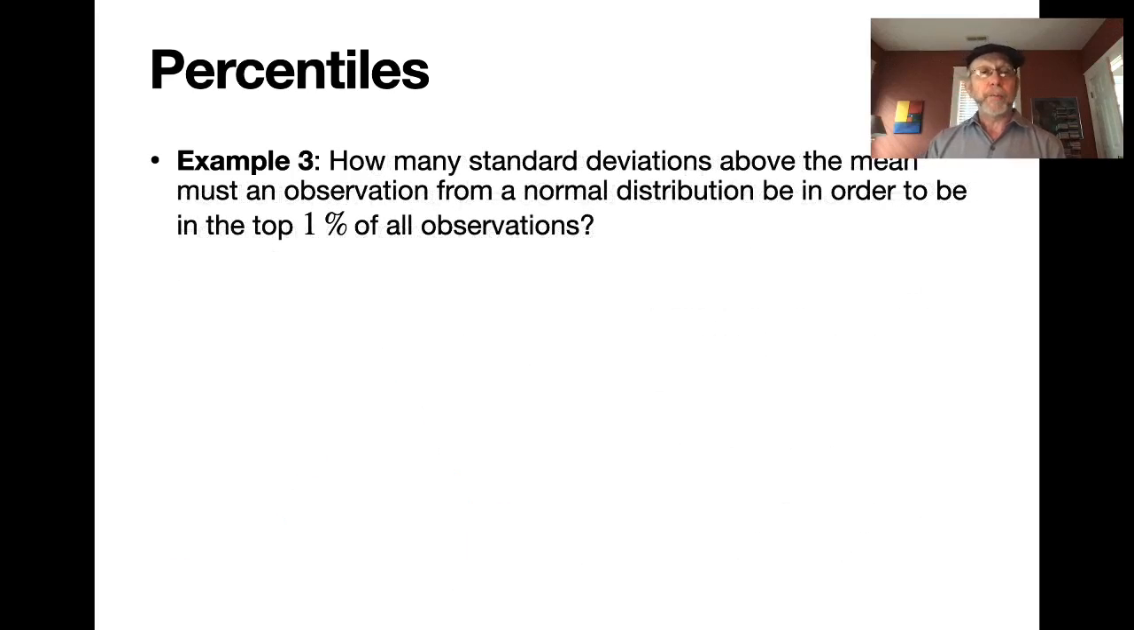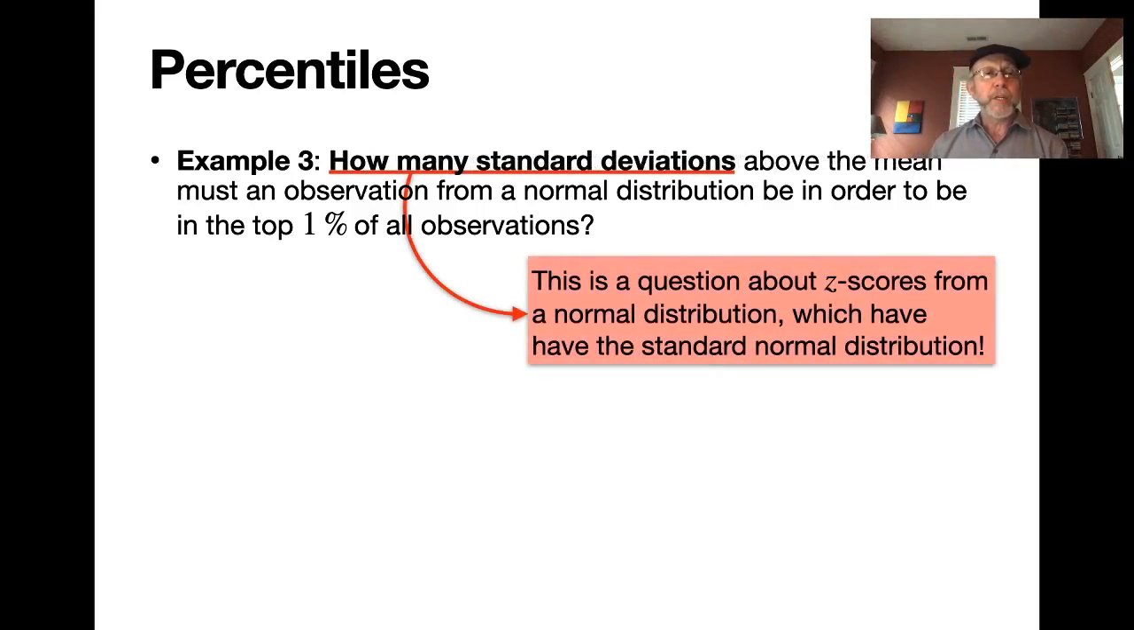Here's another example, this one a little bit different. How many standard deviations above the mean must an observation from a normal distribution be in order to be in the top 1% of all observations? So one thing that's different about this example is that it's not specified which particular normal distribution we're talking about. It just says, how many standard deviations must you be in any normal distribution to be in the top 1%? But that little phrase is really the key.